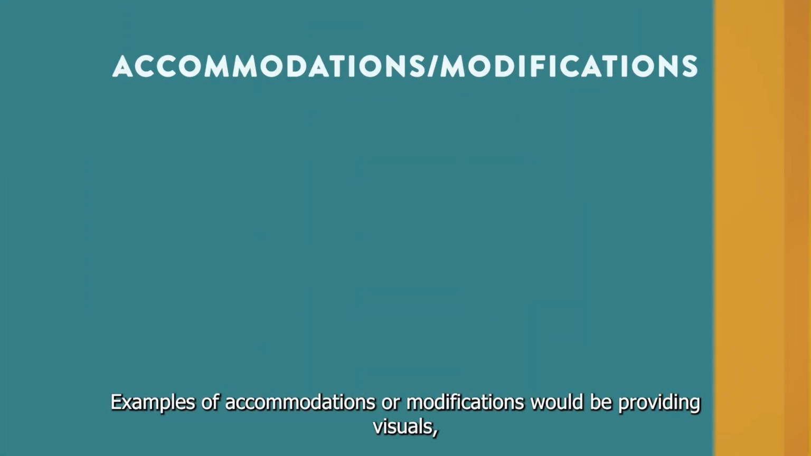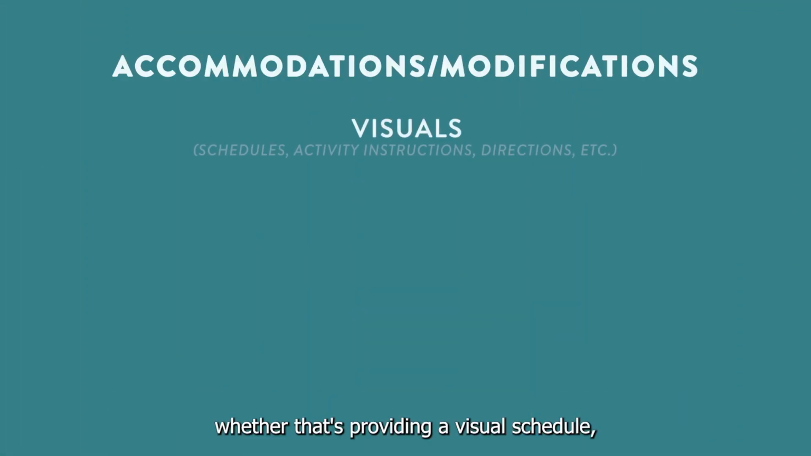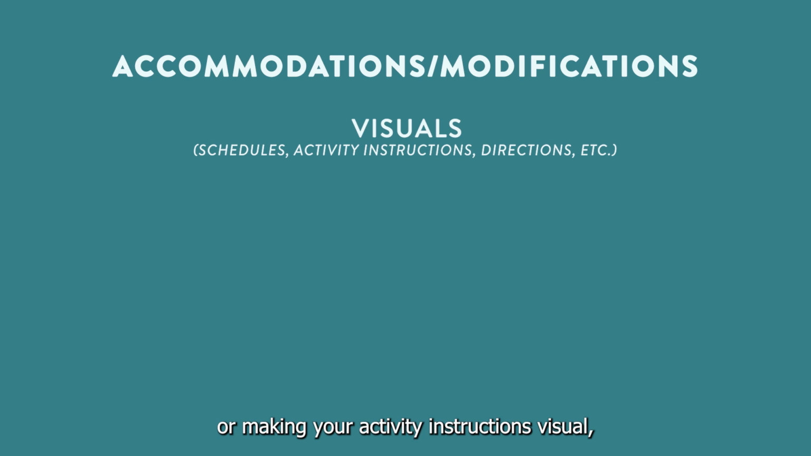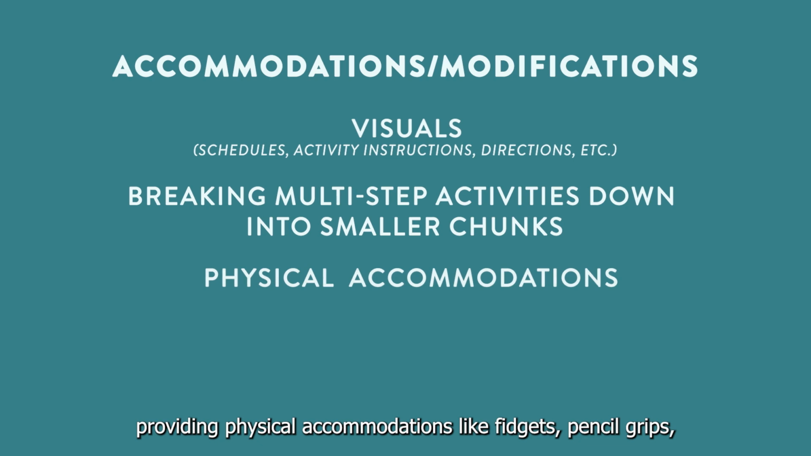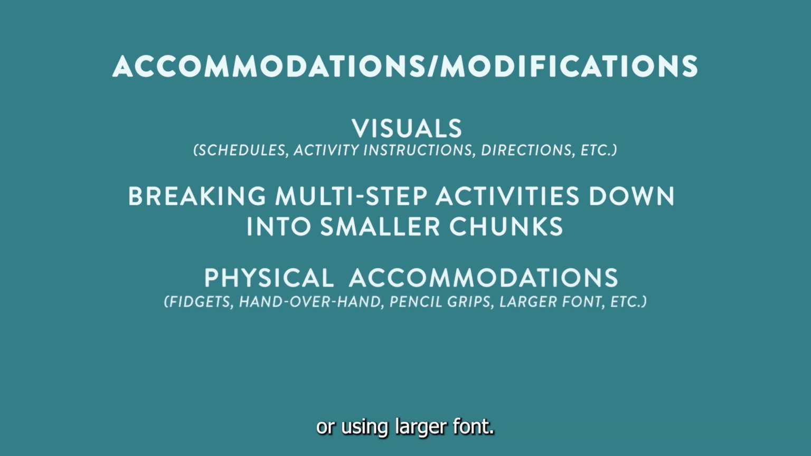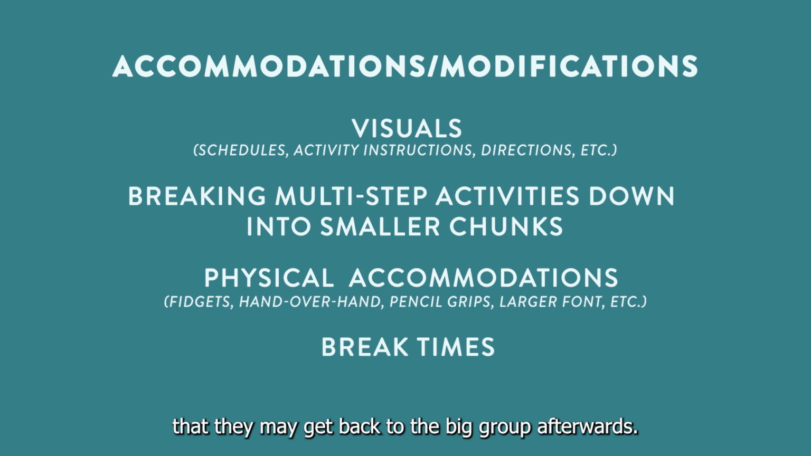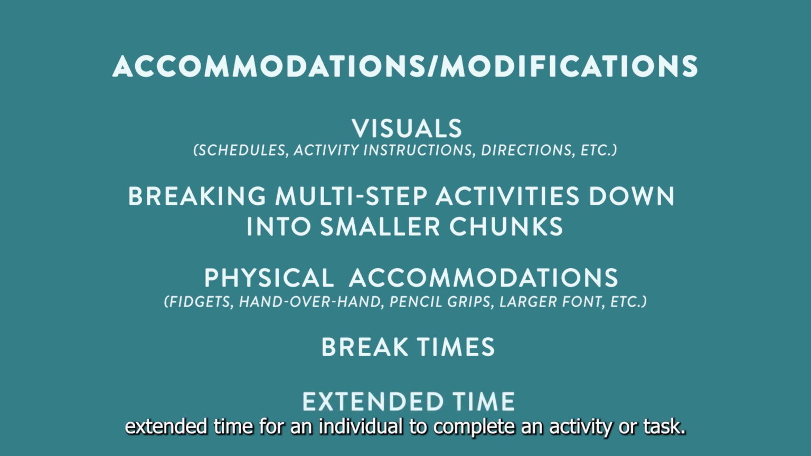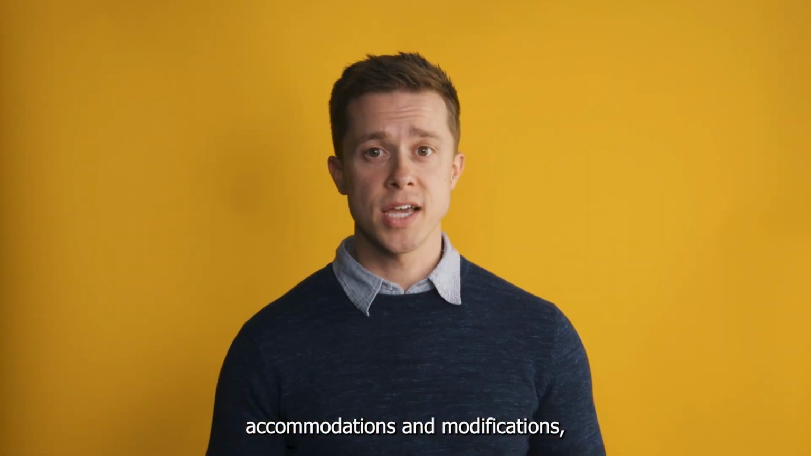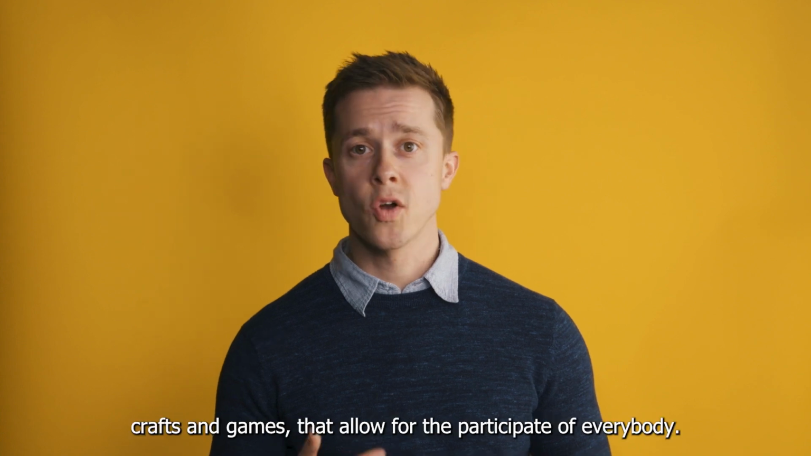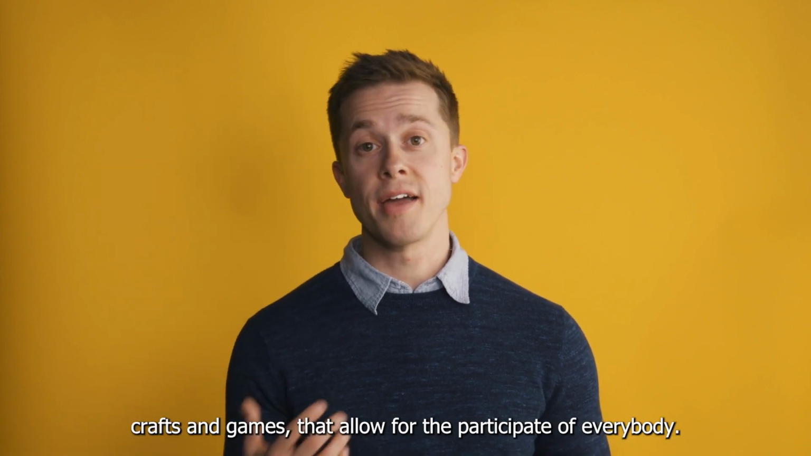Examples of accommodations or modifications would be providing visuals, whether that's providing a visual schedule or making your activity instructions visual, breaking multi-step activities or directions down into smaller chunks, providing physical accommodations like fidgets, pencil grips, or using larger font. Maybe you have an individual who you know has about 30 good minutes in them before they need a break, so providing strategic and structured break times, with the ultimate goal that they make it back to the big group afterwards. Or maybe it's providing extended time for an individual to complete an activity or task. There are a lot of creative accommodations and modifications that you can provide to lessons, activities, crafts, and games that allow for the participation of everybody.